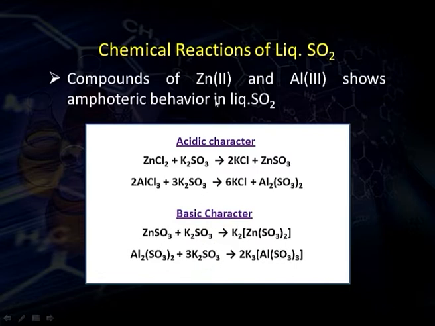So, we can see that the compounds of zinc 2 and aluminum 3 show both types of character, that is acidic as well as basic, hence these have amphoteric nature.